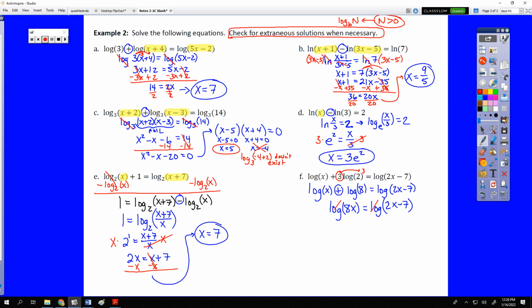Those logarithms would drop out at this point. Then we would continue to solve by moving the 2x, and that would give us 6x equals negative 7. Divide by 6, and we are looking at x potentially being negative 7 over 6. Again, we have to check that against the original equation, and in both of those logarithms, that value does not work because the log of negative 7 over 6 does not exist.